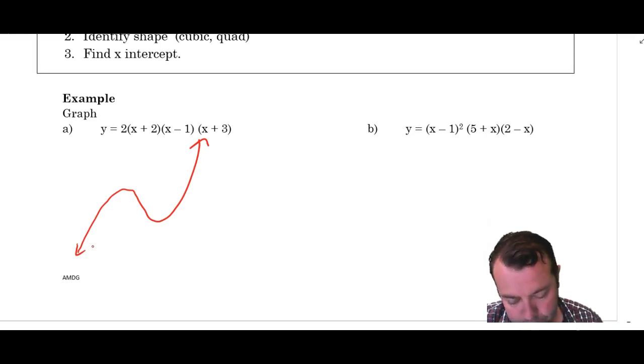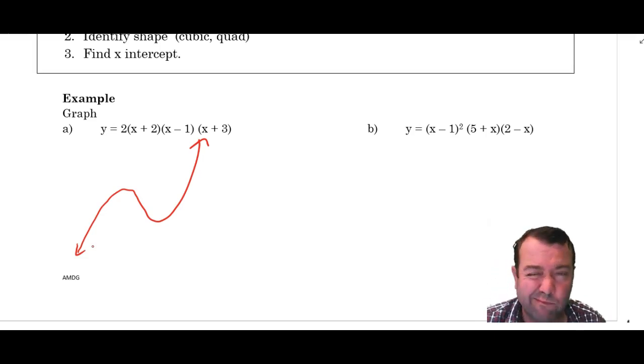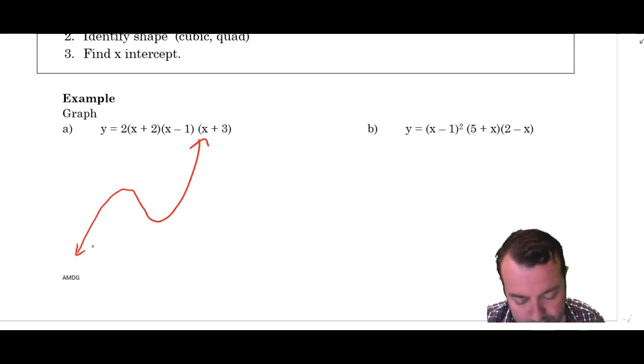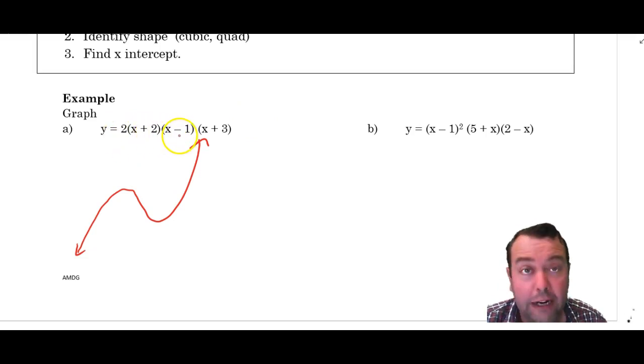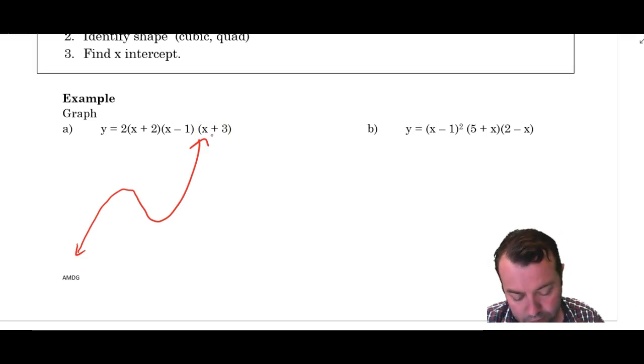Now, my y-intercept is going to be the constant. So when I expand this out, the constant is going to come through when I do 2 by 2 is 4, by negative 1 is negative 4, times 3 is negative 12. So my y-intercept is going to be negative 12.